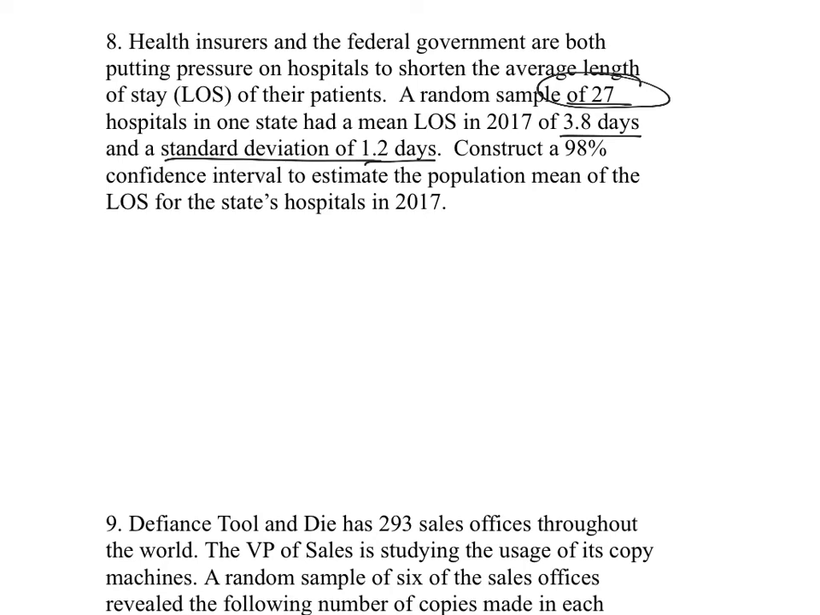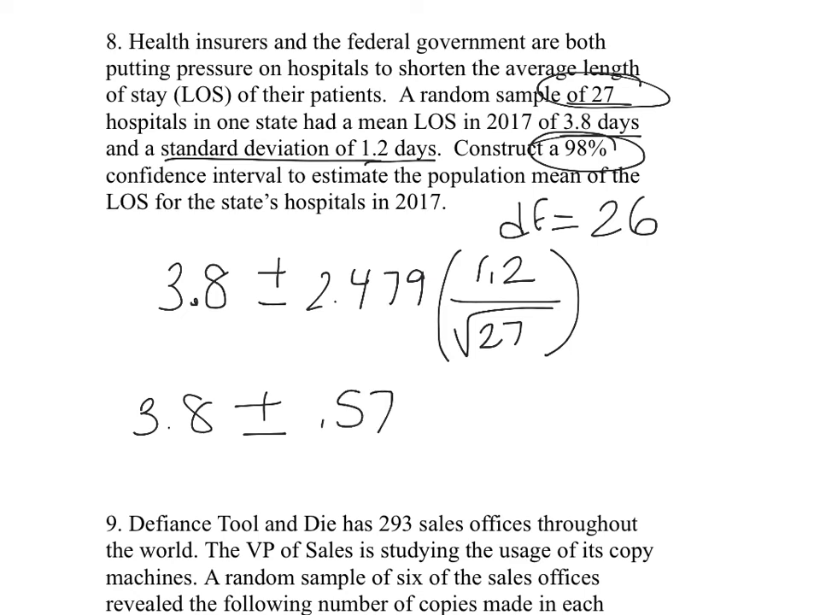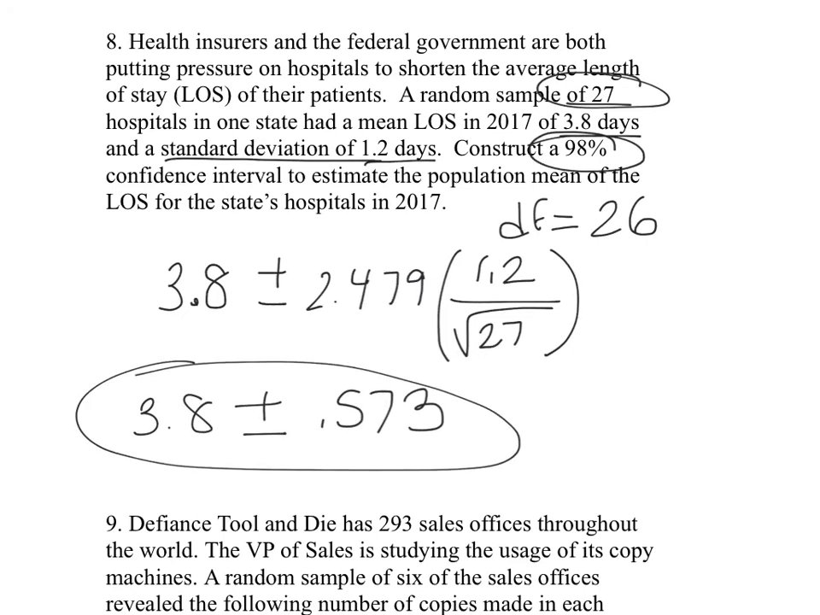So let's set up our confidence band. We have 3.8 plus or minus the t-score for degrees of freedom of 26 and confidence level of 98%, which is 2.479. And we multiply that by our sample standard deviation divided by the square root of our sample size. Our margin of error is going to be 0.573. Keep in mind in your homework, it is also a good idea to fill in the range. So you would add 3.8 plus 0.573, or you take 3.8 minus 0.573 in order to get that range.